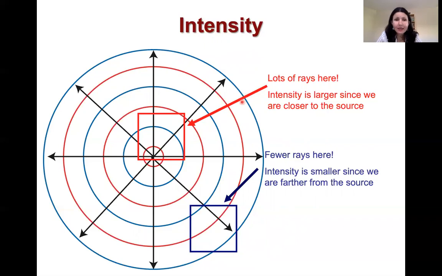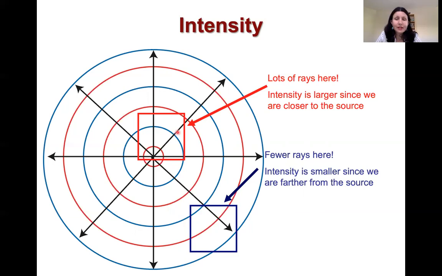Another thing rays actually tell us about is they indirectly give us at least qualitative information about the intensity of light. And how is that encoded? By the density of rays. So if we look at two equal areas, this red and the blue area, we see that the density of rays, or the number of rays per unit area, in the red area compared to the blue one is bigger. So that tells us that the intensity is larger.